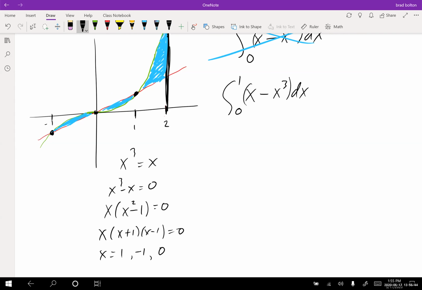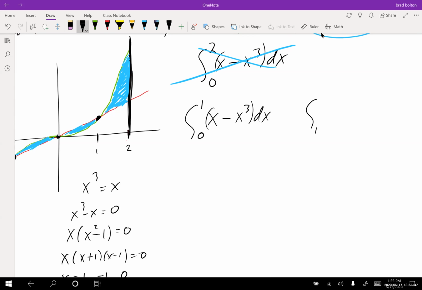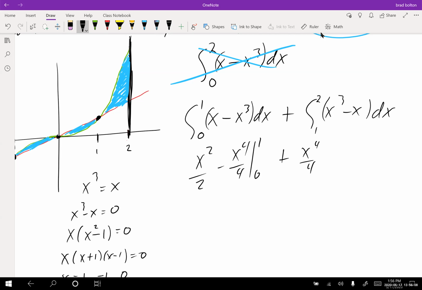Okay, but then when we go from 1 to 2, the cubic is on top and the x is on bottom. Then these two areas we are going to add. We're finding two separate areas and we're going to add them. So this will end up becoming x squared over 2 minus x to the 4th over 4 from 0 to 1, plus x to the 4th over 4 minus x squared over 2 from 1 to 2.